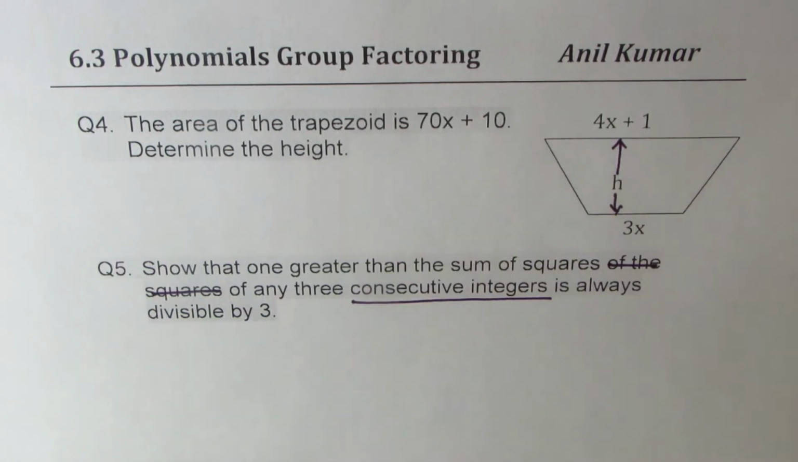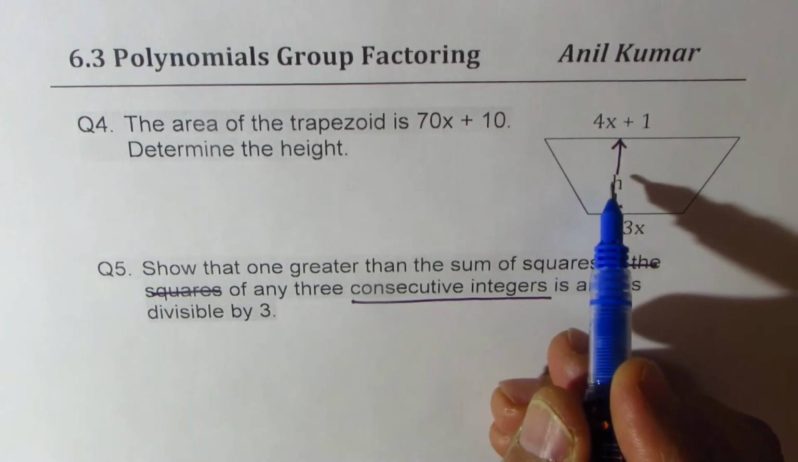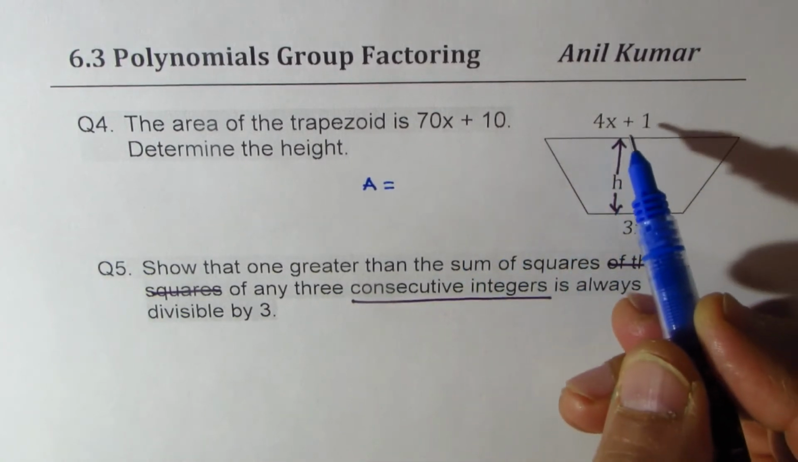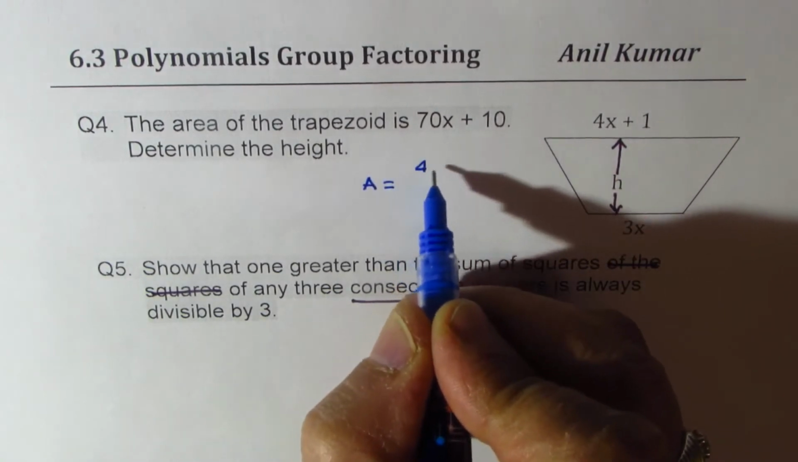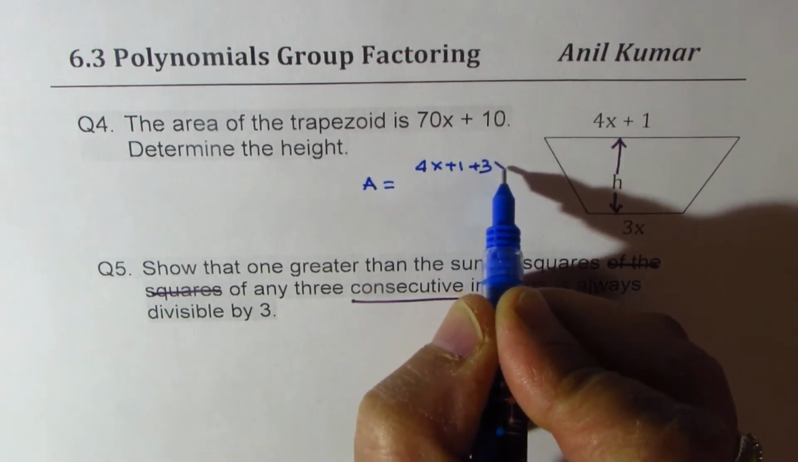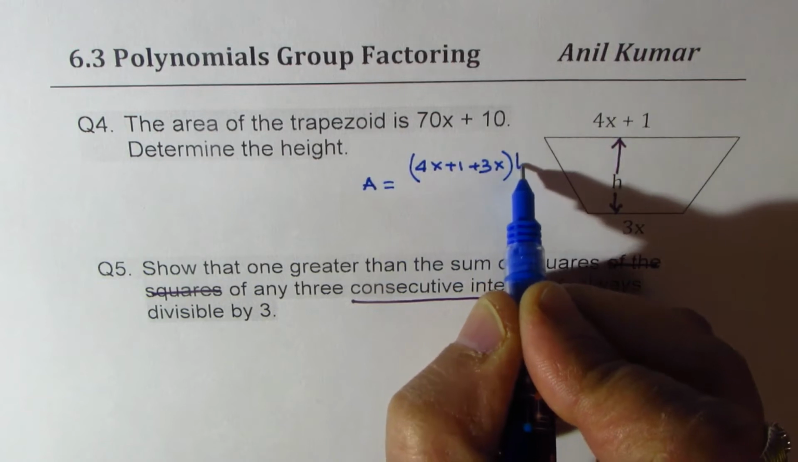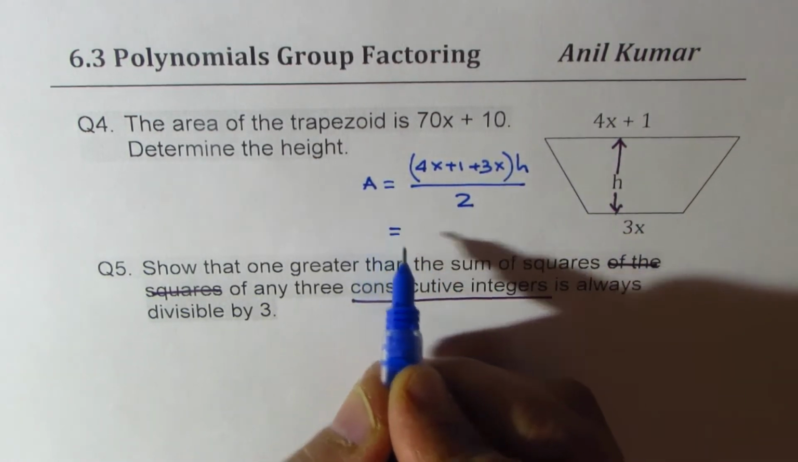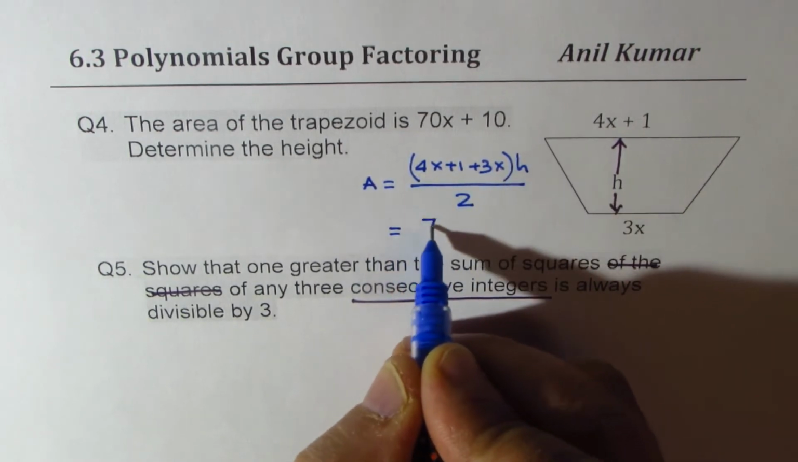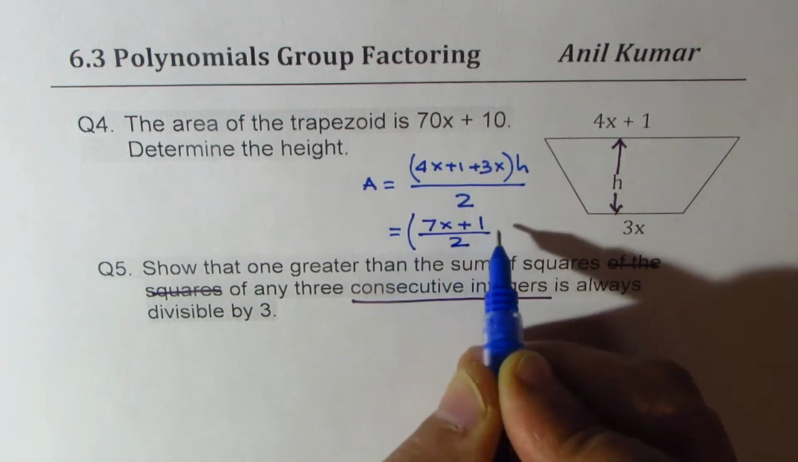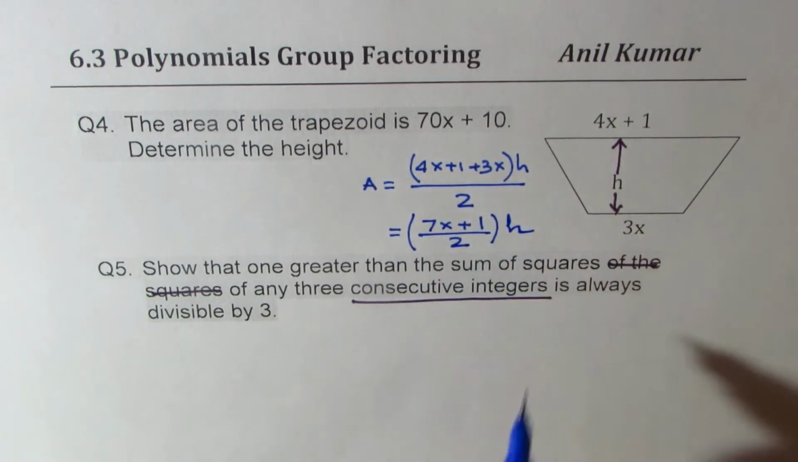Now we are given the area of the trapezoid. What is the formula for area? The area of this trapezoid will be: we add these two sides, 4x plus 1 and 3x, then multiply with height and divide by 2. Since 4 plus 3 is 7, we get (7x plus 1) divided by 2, times height. That becomes the area of the trapezoid.